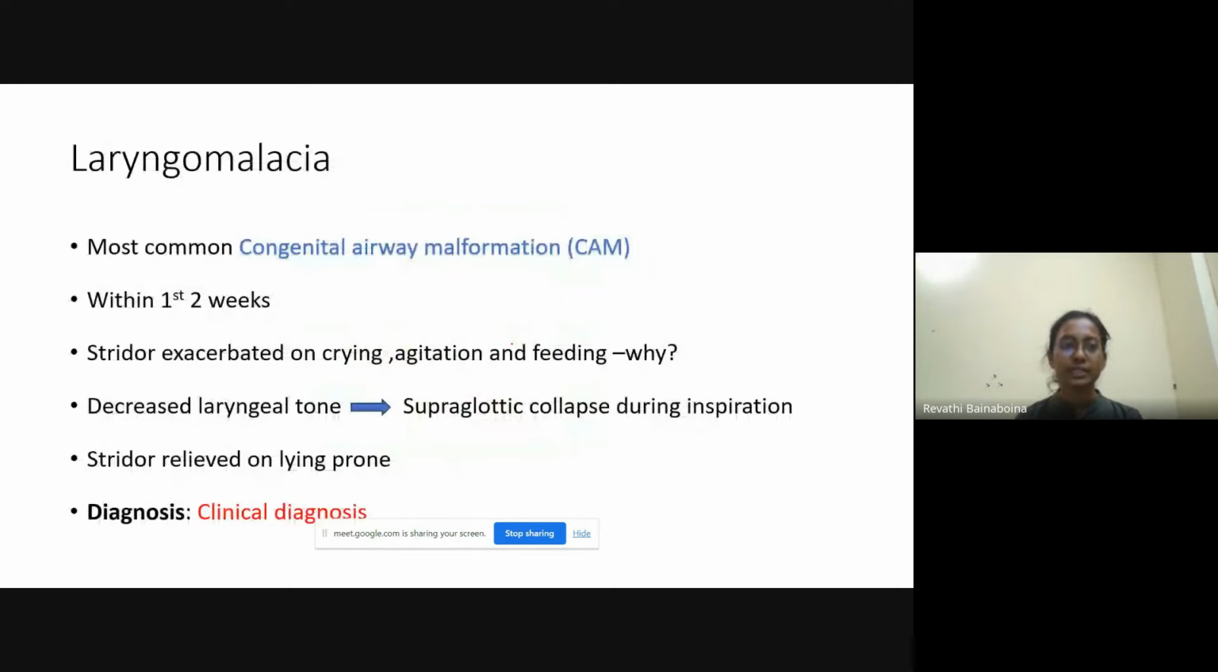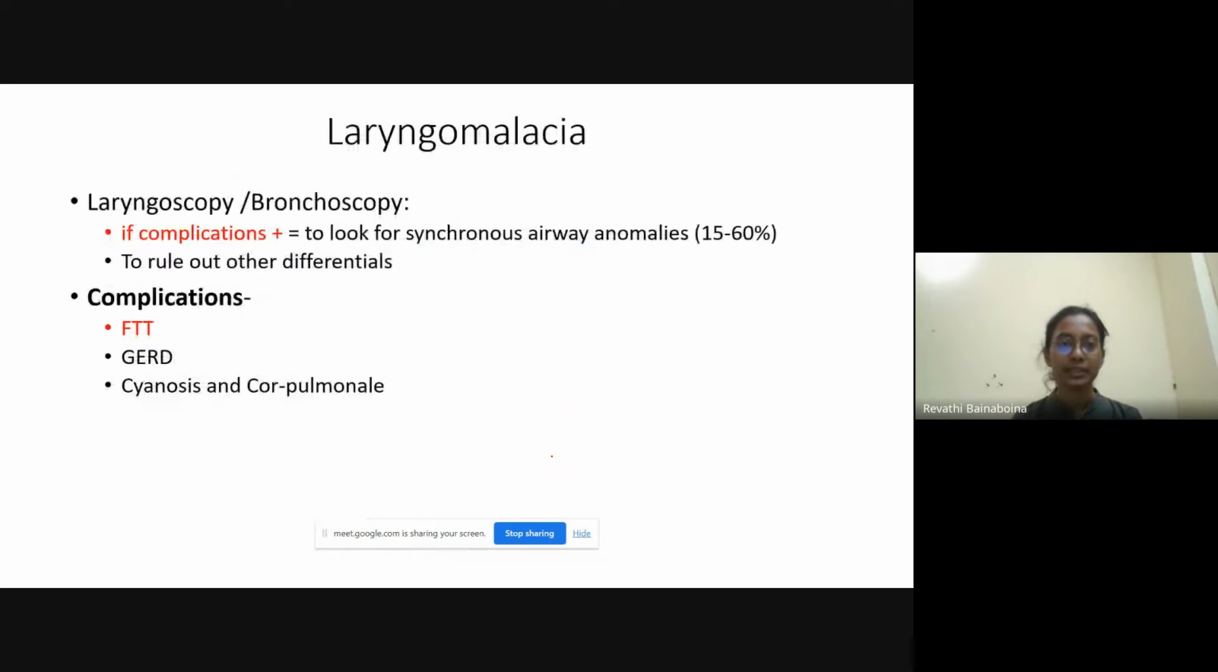So, laryngomalacia is the most common congenital airway malformation, which occurs within the first 2 weeks. Stridor exacerbates on crying, agitation, and feeding. This is due to the decreased laryngeal tone, which further causes supraglottic collapse during inspiration. Stridor will be relieved in the prone position. Diagnosis is made mainly clinically.